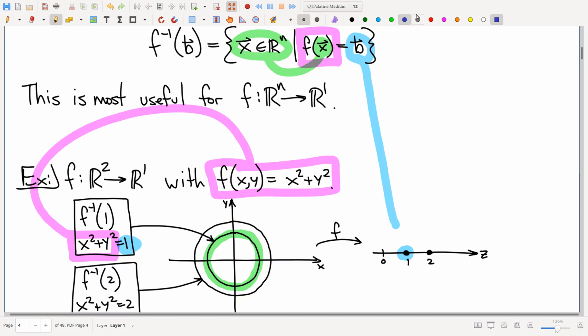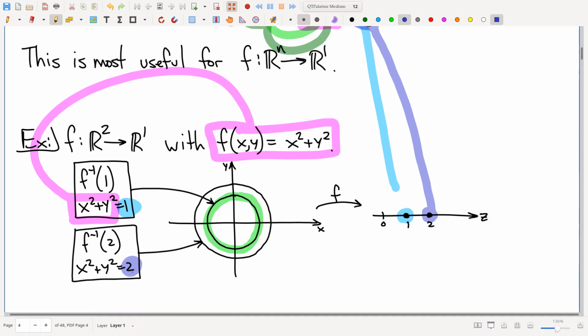Likewise, here's another output value. Let's look at 2. Let's ask the question, what are the corresponding inputs? If I set the outputs equal to 2, what are the inputs to the function that give an output value of 2? It's pretty easy, I think. That is just a slightly larger circle. And again, you can just look right at this equation: x squared plus y squared equals 2. Slightly bigger circle.